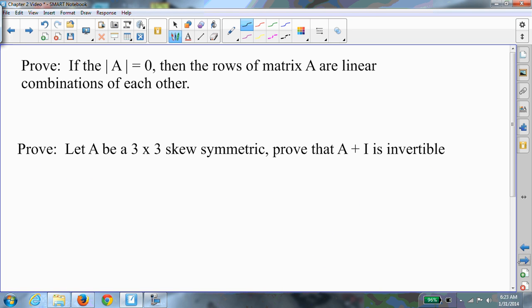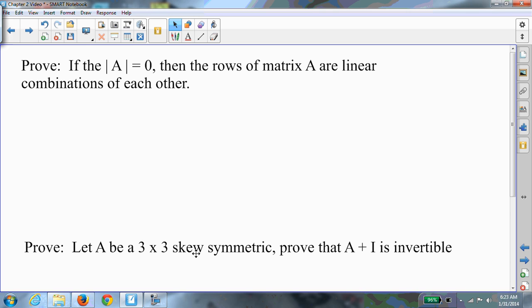Okay, of course, I have to add some proofs with each chapter, so that's what I'm going to do here. We're going to prove that if the determinant of A equals 0, then the rows of matrix A are linear combinations of each other. Now remember, there are different kinds of proofs. Some of them you actually do math on. Some of them you're just sort of explaining based on the concepts that you have with the material that's involved.